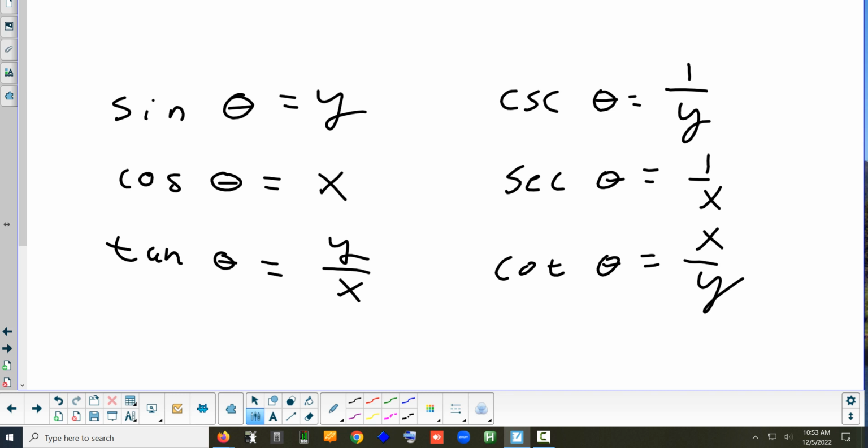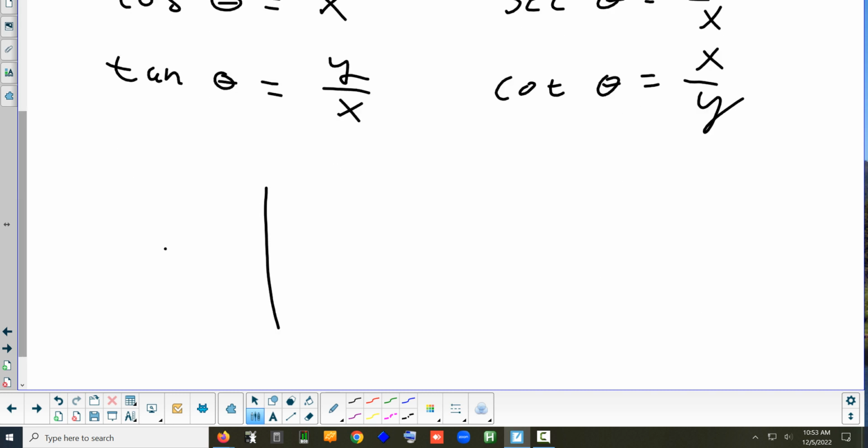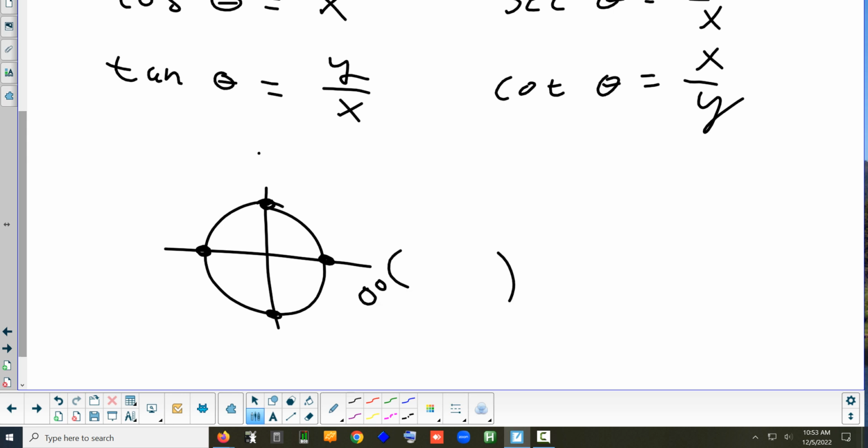And they are all dependent on finding the coordinate for an angle. So we talked about how to get 4 coordinates last time: 0, 90, 180, and 270. And this is on a unit circle. So what was the coordinate for 0 degrees? 1, 0.